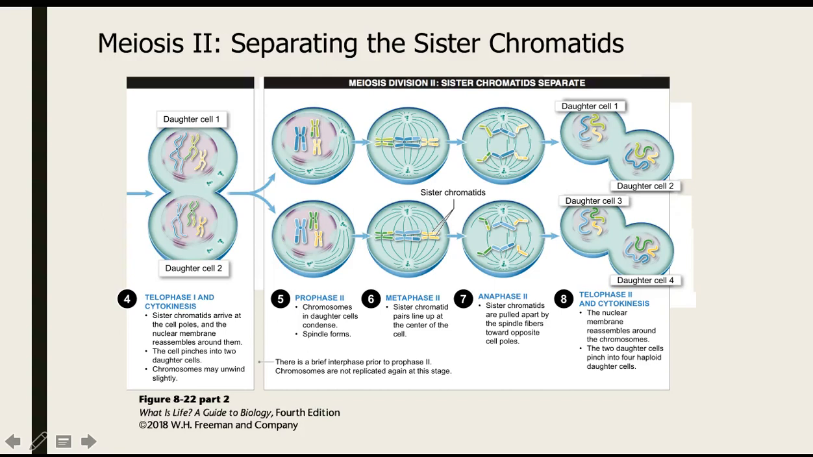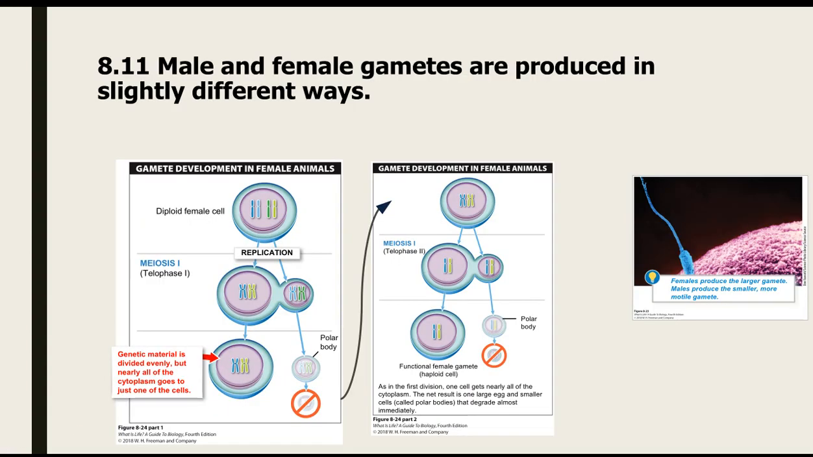So when we last left off in the last video, we were talking about meiosis and how meiosis is a two-part process, and that is all true. But I want to talk to you about how males and females go through this process slightly differently. Males go through the process basically exactly as I've described it to you.